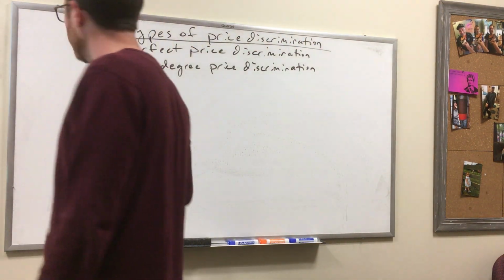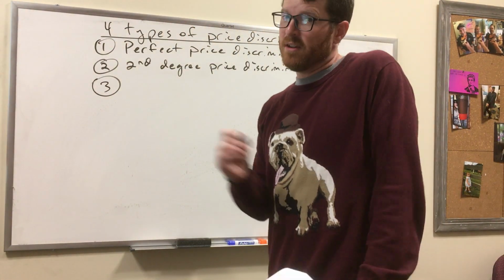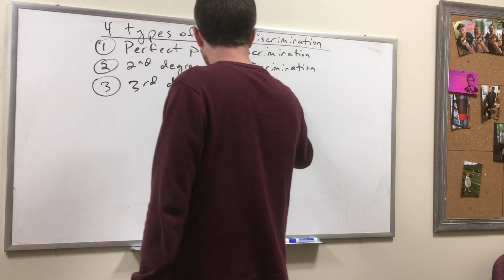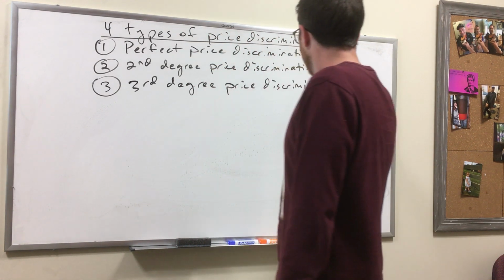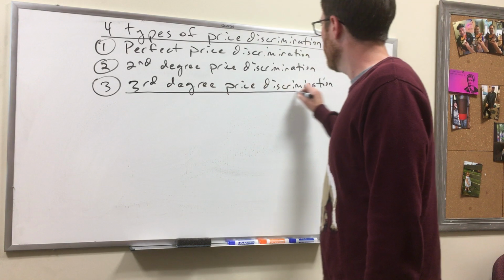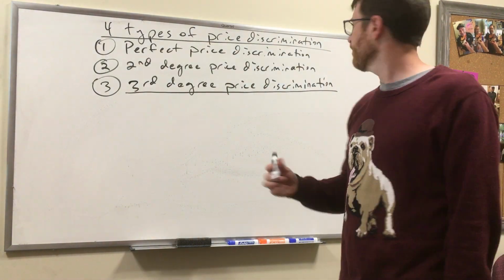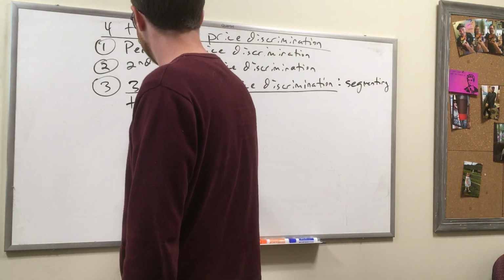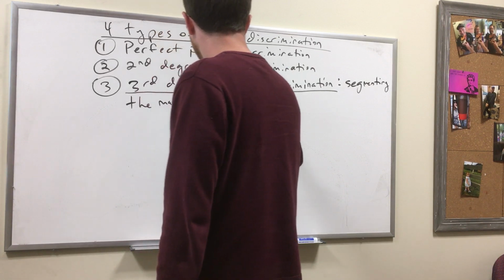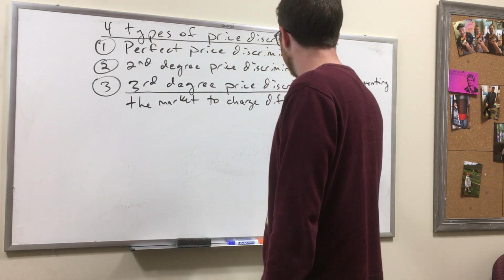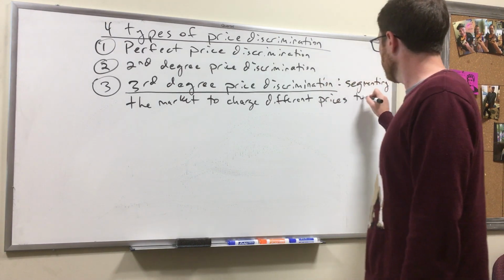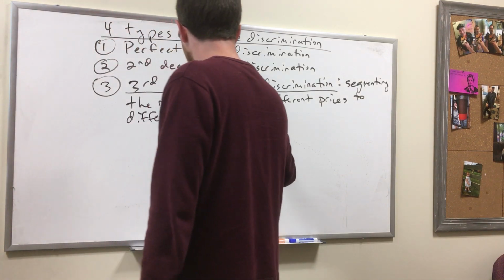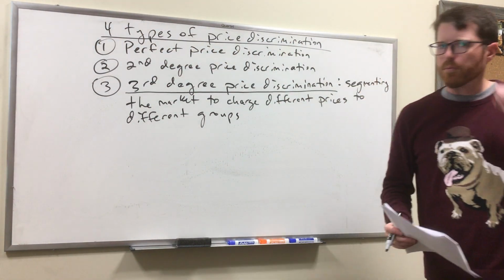There's two more types of price discrimination we're going to talk about. The third, as you probably would have guessed, is called third degree price discrimination. And third degree price discrimination now is about segmenting the market. And this is where you're going to charge different prices to different groups.